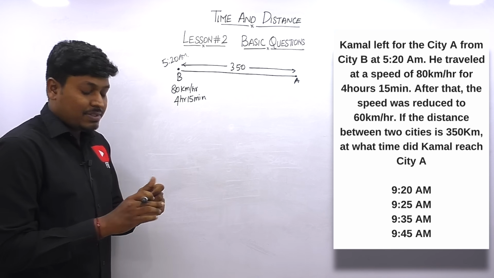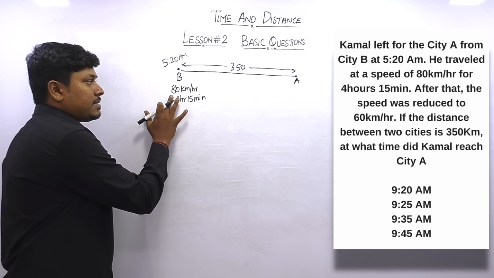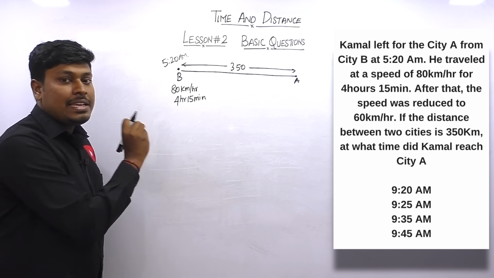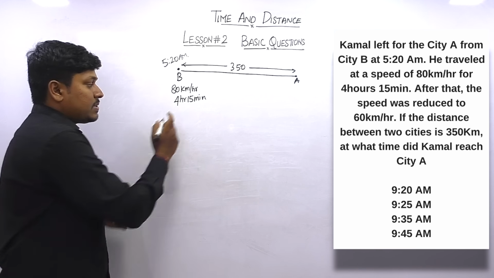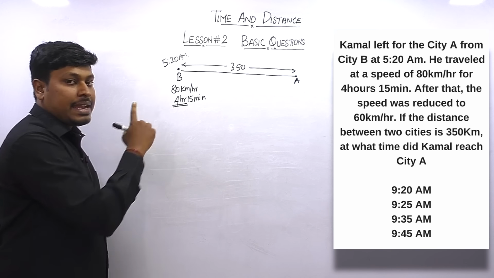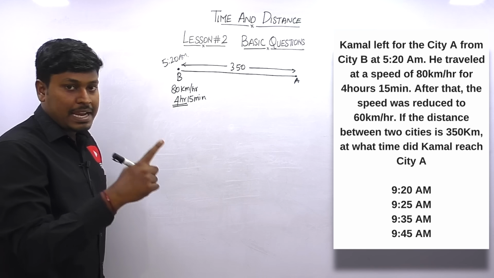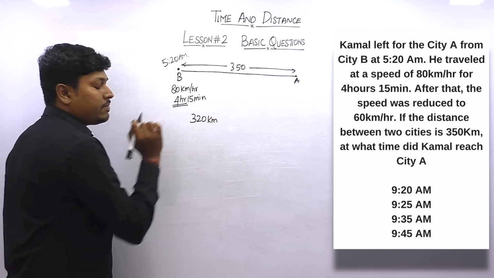So listen carefully, without using any formula, I am going to solve this question. Just see here, Kamal starting from city B at a speed of 80 km per hour. In 1 hour he is traveling 80 km. So first let me find how much distance he travels in 4 hours. 1 hour 80 km, 4 hours will be 80 into 4, 320. So 320 km he will travel in 4 hours.